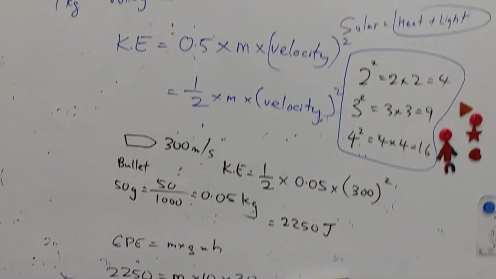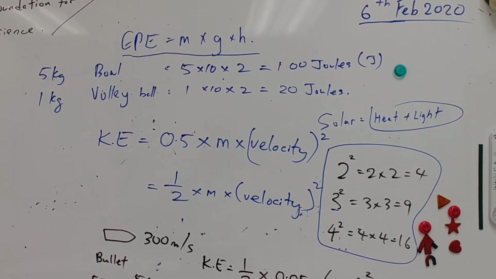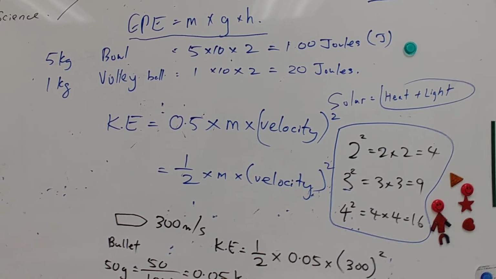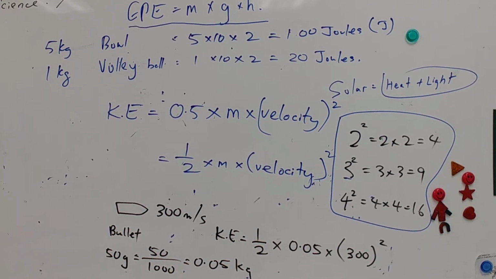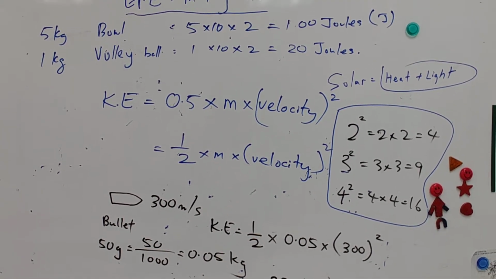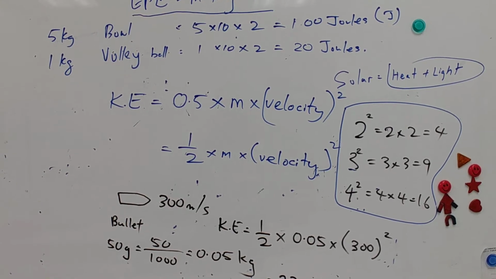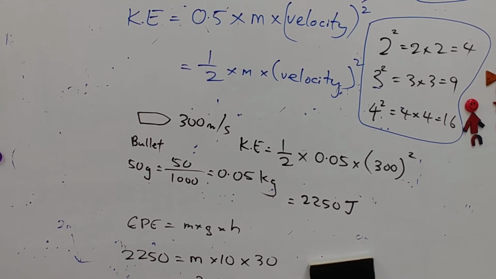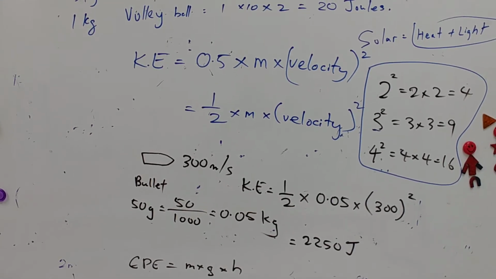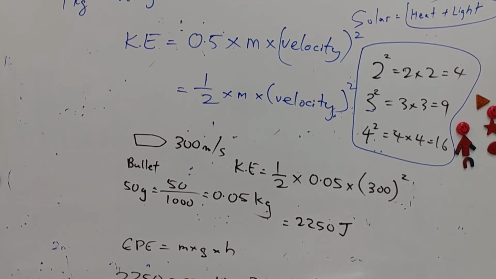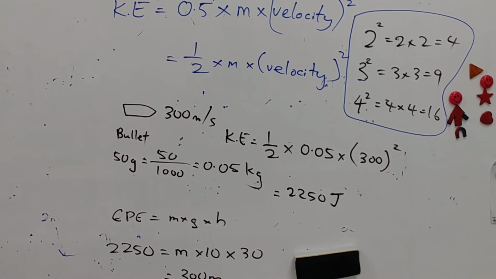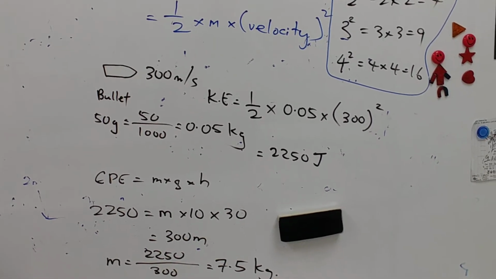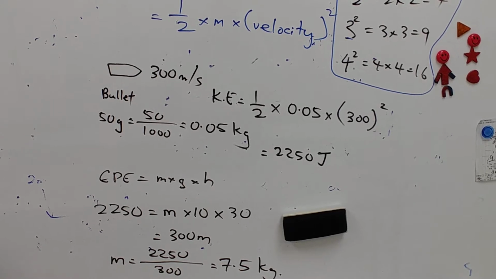And I told students this formula is very useful because from P6 all the way to Sec 3 or even Sec 4, they will be using this formula if they do physics. Definitely in Sec 1 science, these two formulas will be included as well. So substituting into this formula, half times mass times velocity squared, a bullet escaping at 300 meters per second will have this tremendous energy of 2,250 joules.